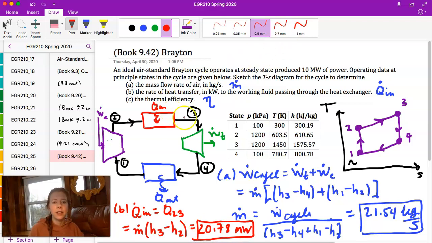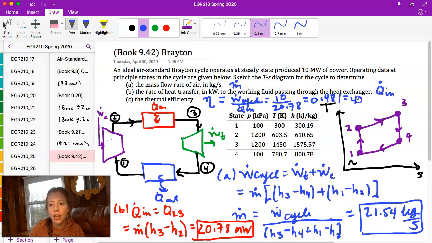And then lastly, C, our efficiency, is going to be W dot cycle over Q in, which is just going to be 10 megawatts divided by 20.78, which is going to be 0.481, which is 48.1%.